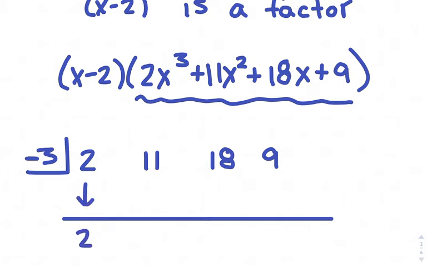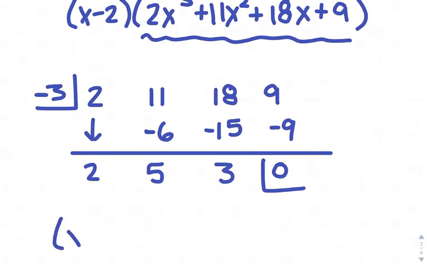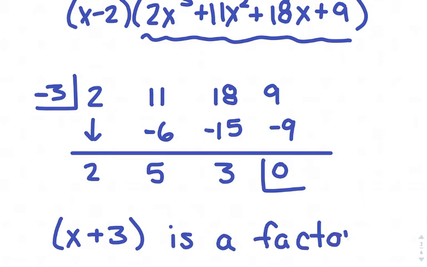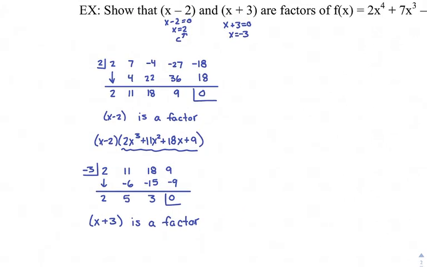Negative 3 times 2 is negative 6. 11 minus 6 is 5. Negative 3 times 5 is negative 15. 18 minus 15 is 3. Negative 3 times 3 is negative 9. And when you add those, you get 0. So I can say that x plus 3 is a factor. To show something's a factor, it has to have a remainder of 0. So that's how you would do that problem.